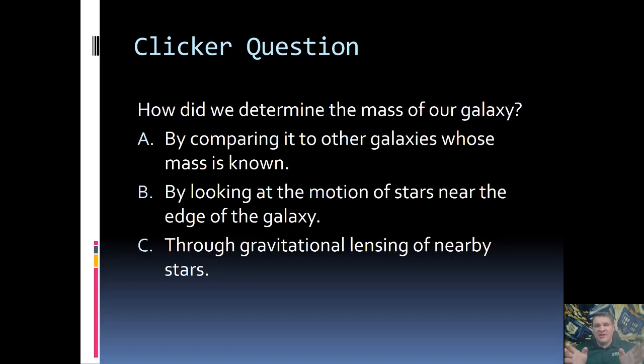But the sun is absolutely not at the very edge of the galaxy, so it only gives us a portion of the mass of our galaxy. To get the mass of the entire thing, we have to determine the mass of the stars right at the very edge. Then as those orbit around, those will include all mass in our galaxy. So the correct answer is B, by looking at the motion of stars near the edge of our galaxy.